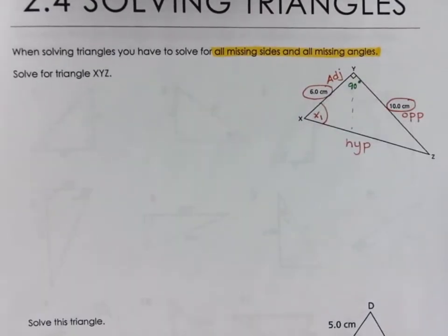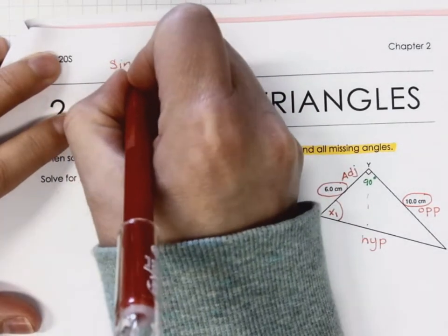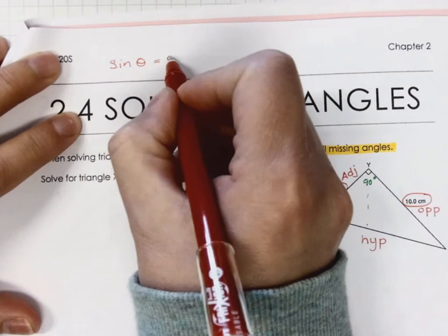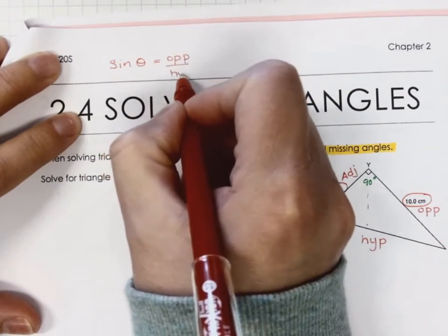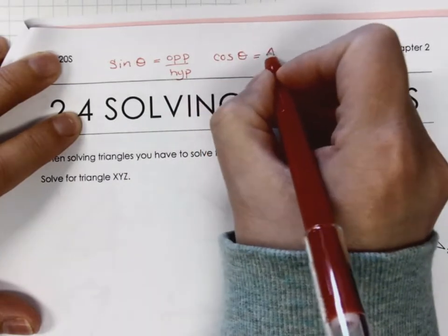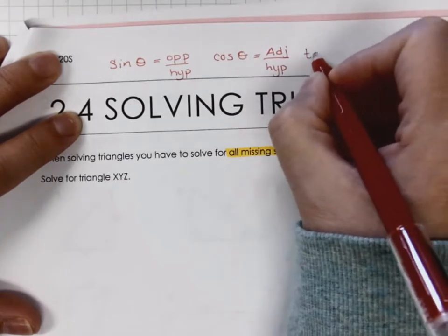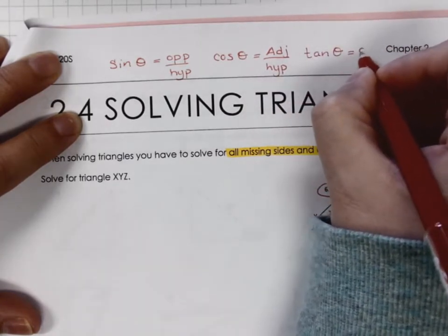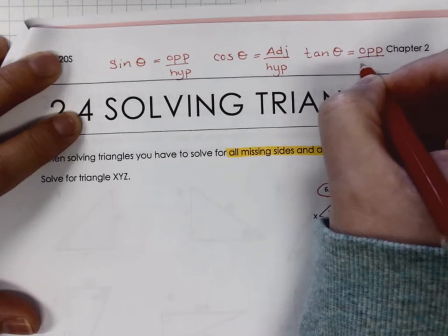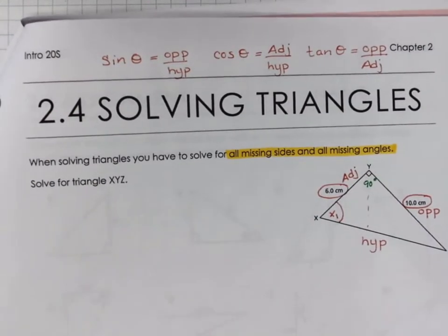My opposite side and my adjacent side. So looking at my trig formulas, and maybe we'll write those right up at the top here. Sine of the angle is equal to the opposite side divided by the hypotenuse. Cosine of the angle is equal to the adjacent side divided by the hypotenuse. And tangent of the angle is equal to opposite divided by the adjacent side. All right, so I know all those.